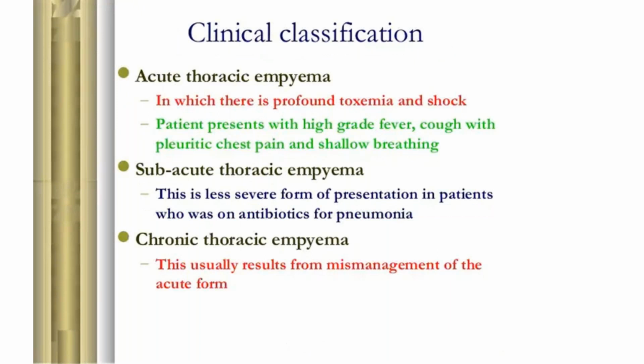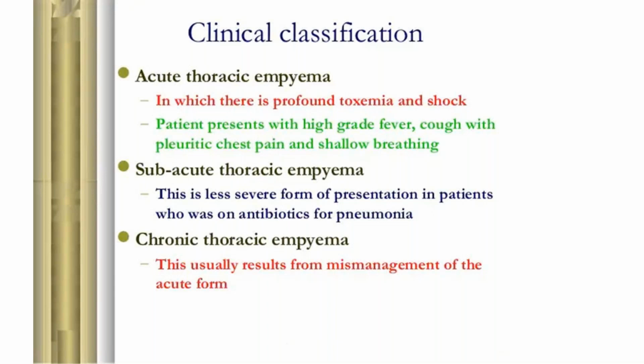Clinically, it can be acute, subacute, and chronic. In acute, the presentation is with toxemia or shock, like when a penetrating wound is there, or septicemia. The patient presents with high-grade fever, cough, pleuritic chest pain, and shallow breathing. When it is less than 3 weeks, it is known as acute. 3 to 6 weeks, it is subacute. When it's more than 6 weeks, it is called chronic.